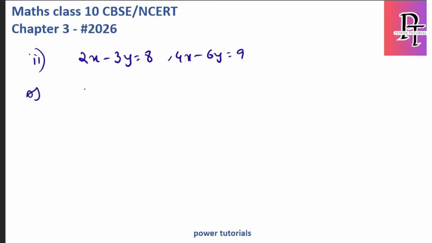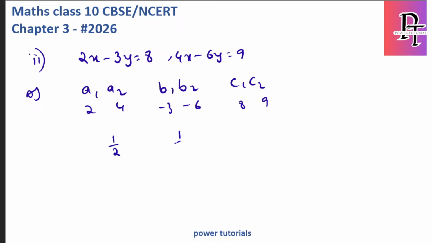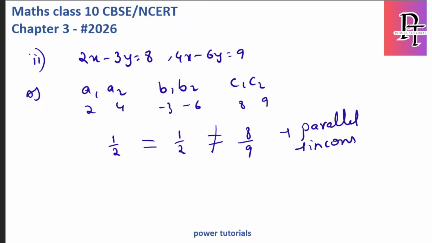So let's write A1, A2, B1, B2, C1, C2. A1, A2: 2, 4. B1, B2: minus 3, minus 6. C1, C2: 8 and 9. A1 by A2, 2 by 4 is 1 by 2. Minus 3 by minus 6 is also 1 by 2. 8 by 9 we cannot simplify, so it is 8 by 9. So A1 by A2 is equal to B1 by B2 and not equal to C1 by C2. In this case, we call them parallel lines. If the lines are parallel, it is inconsistent. Inconsistent means we cannot find a solution.